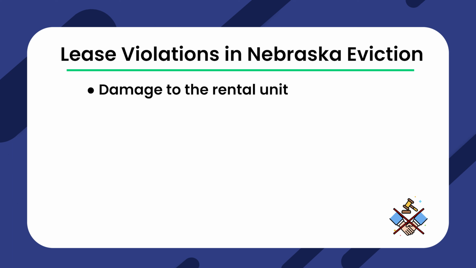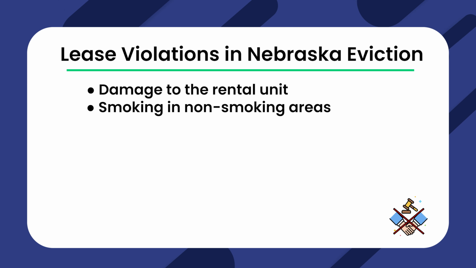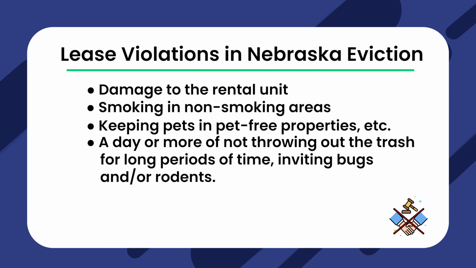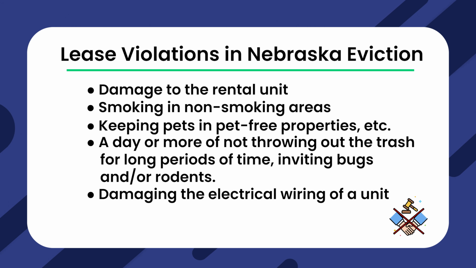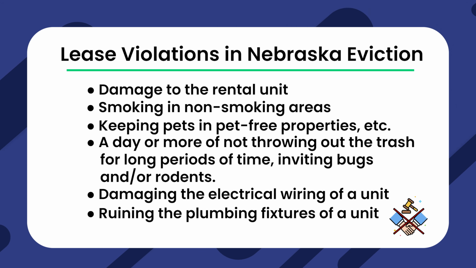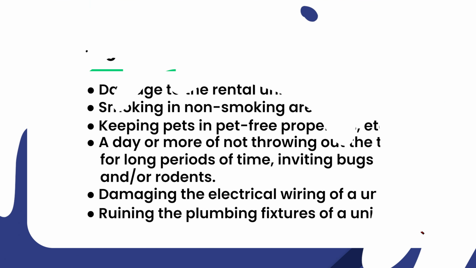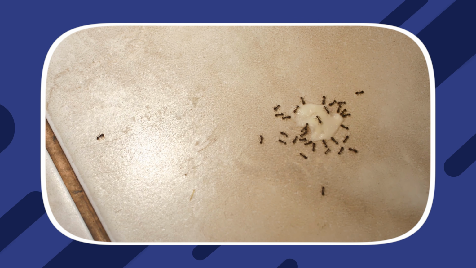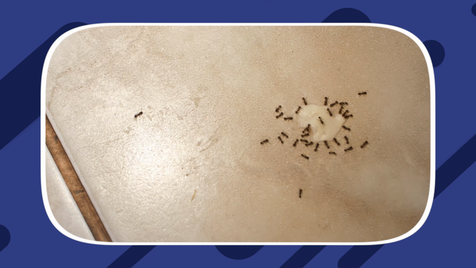Lease violations may include damage to the rental unit, smoking in non-smoking areas, keeping pets in pet-free properties, etc. A day or more of not throwing out trash for long periods of time, inviting bugs and rodents, damaging the electrical wiring of a unit, and ruining the plumbing fixtures of a unit. If the violations are not resolved or they remain on the property within the given 14 days, then the tenant has until the end of 1 month to move out of the property. The 14-day grace period cannot be extended.